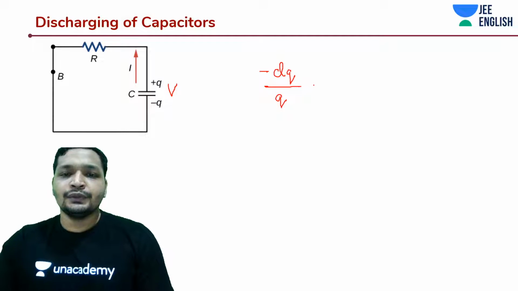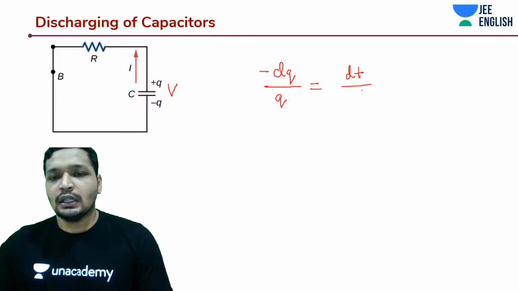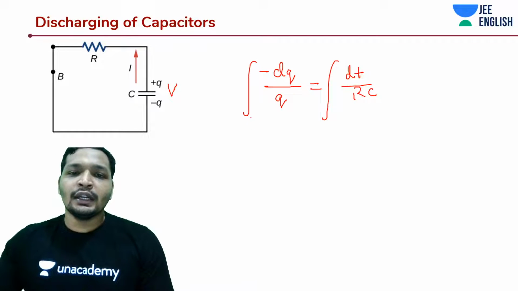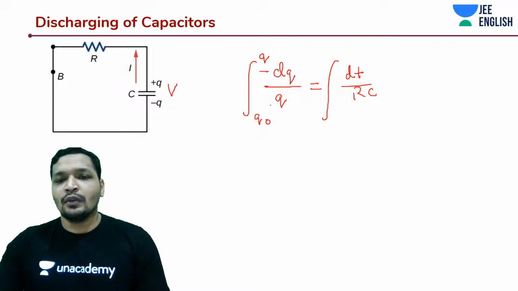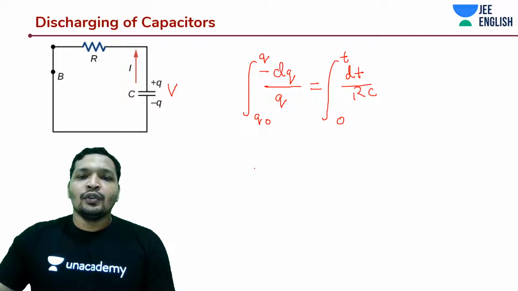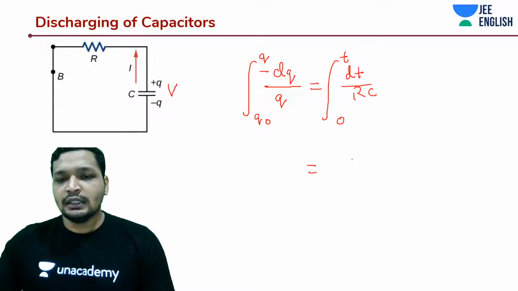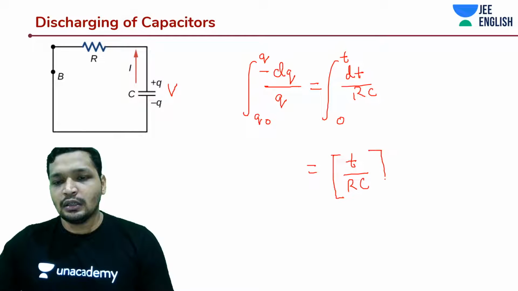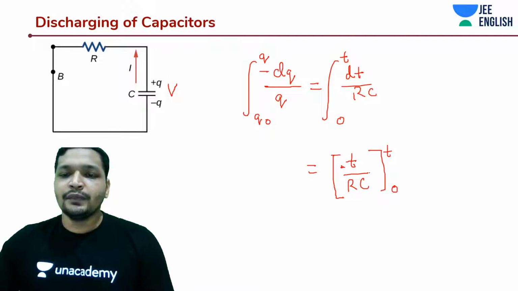So that's going to be dq by q, and this is nothing but dt by RC, I guess. So you're going to integrate on both sides. Here you are going to integrate from some q naught to some q, and that is going to be from time t equals 0 to t. I'm basically going to carry this negative sign to the other side and integrate it, and say that this is nothing but minus t by RC, which has to be integrated from 0 to t.